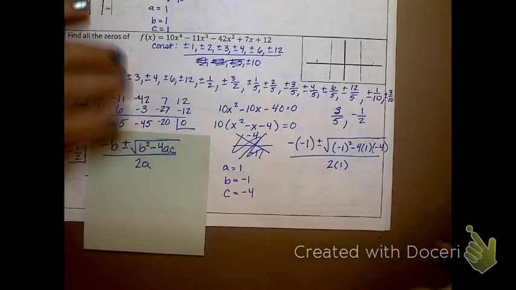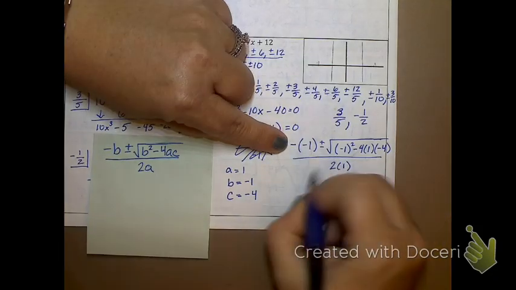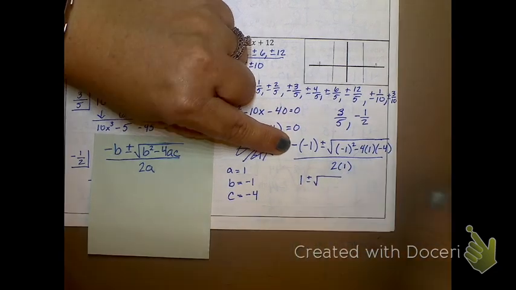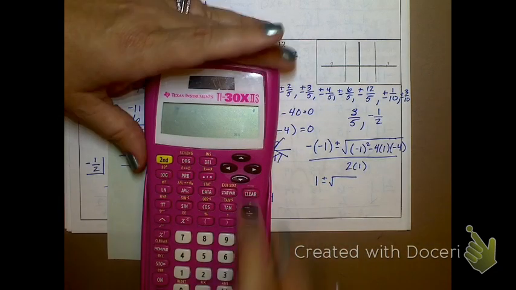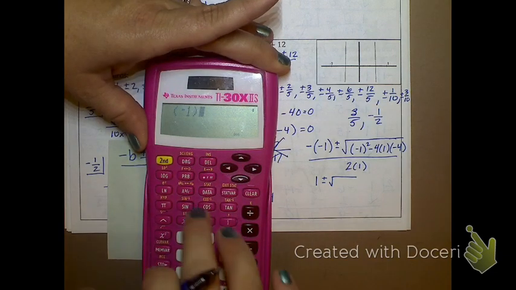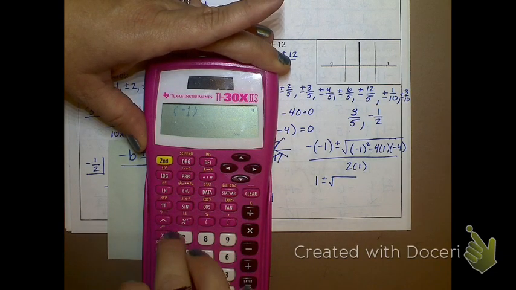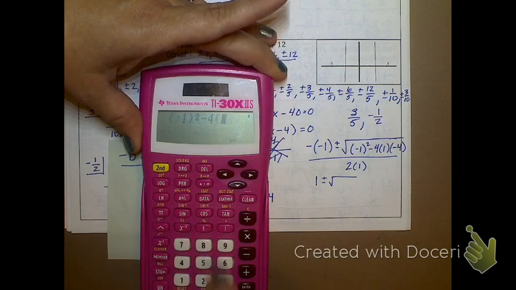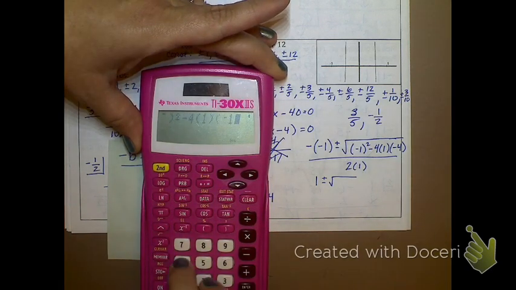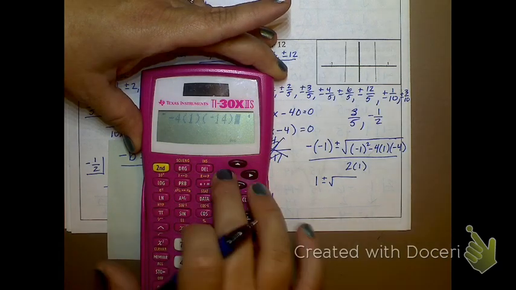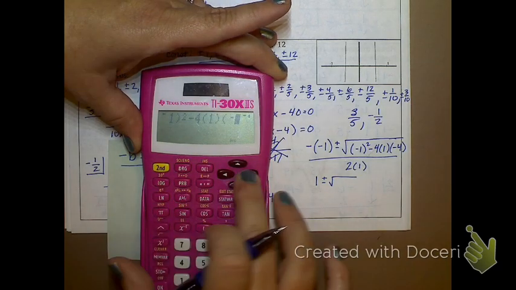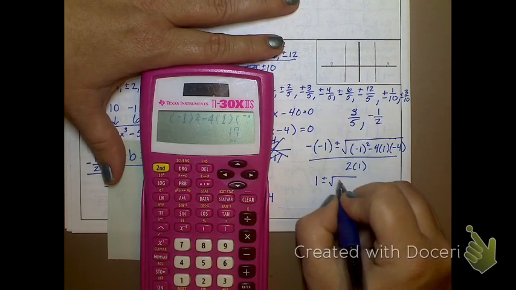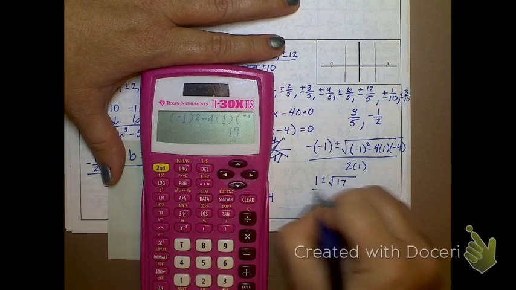All right, back to our quadratic formula. Negative negative 1 becomes positive 1. Let's see what we've got here. Negative 1 squared. Again, whenever you're plugging something in, plug it in parentheses. Minus 4 times 1 times negative 4. Not negative 14. How about negative 4? There we go. And I get 17. Yeah. I got 2 over 2.